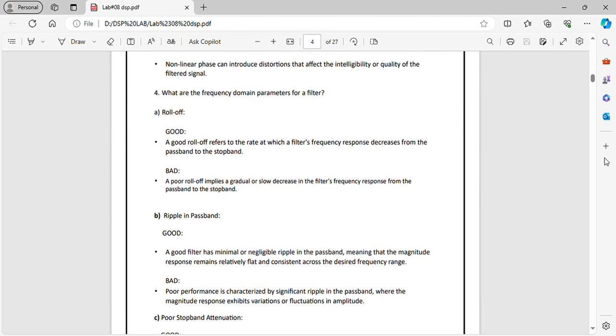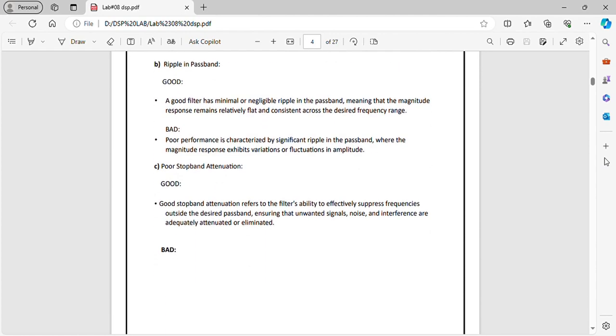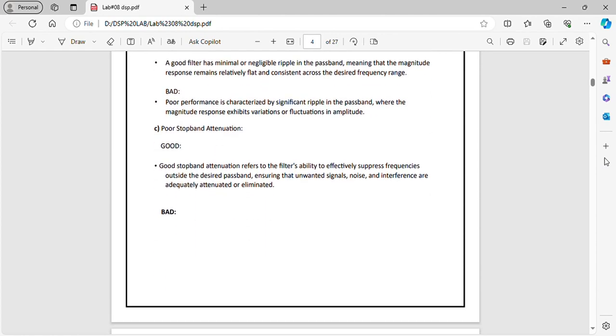What are the frequency domain parameters for a filter? They are roll off, ripple in the pass band, and poor stop band attenuation.